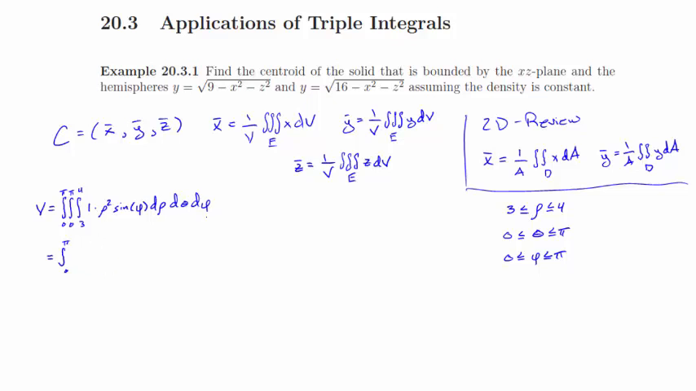0 to pi in the phi direction has the sine of phi as part of it, times the integral from 0 to pi in the theta direction is just d theta, and then the integral from 3 to 4 in the rho direction has a rho squared d rho. So this equals negative cosine of phi evaluated from 0 to pi, and then we have times theta evaluated from 0 to pi, and then we have 1/3 rho cubed evaluated from 3 to 4.